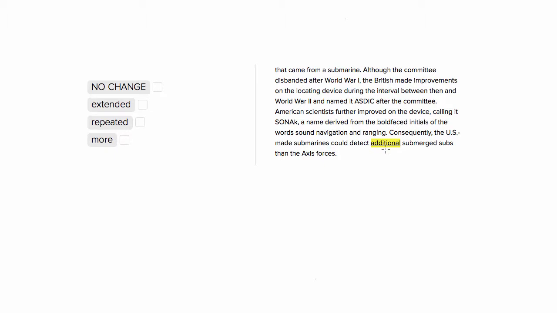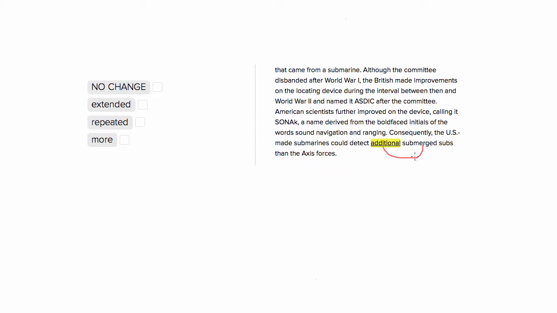So we see here that we have this "additional" underlined, and we want to use this word to apply to "submerged subs." So we're going to look and see how this makes sense with this comparative, since we're saying that the US-made submarines could detect the submerged subs something than the Axis forces.